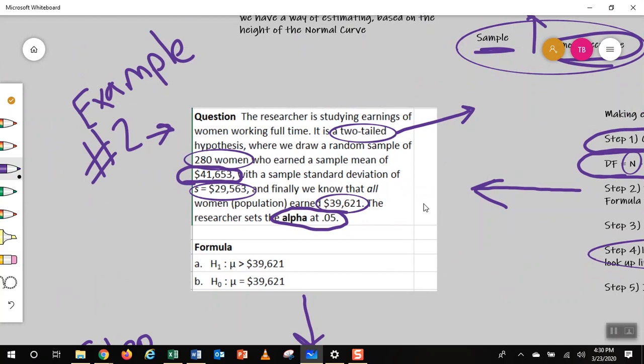We draw a random sample of 280 women, so the sample size is 280. We'll need to know that. They earn a sample mean of 41,653 and a sample standard deviation of 29,563. We also know the population average for everyone's earnings is 39,621, and the alpha is set at 0.05. So we'll need all these pieces later on, and I'll reproduce this.